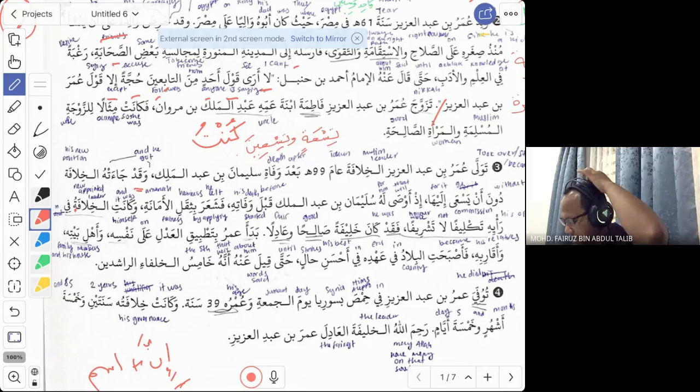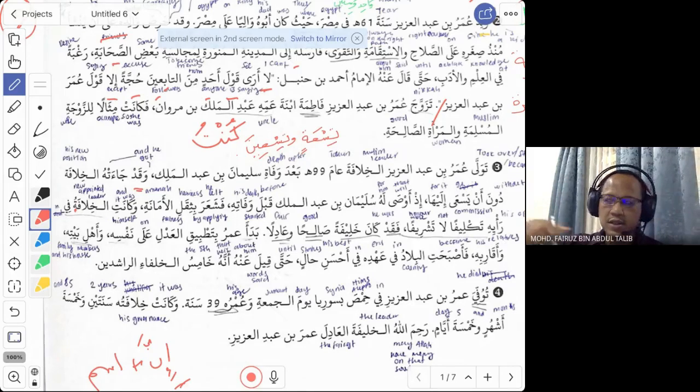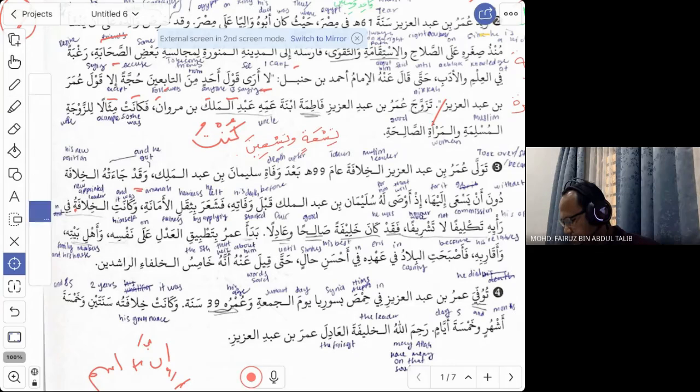So the position of Khalifa came to him duna an yas'a ilaiha, without him asking for it. Or he wanted, no, he does not want that. But the position came to him. Okay, how was that? Continue. Okay.